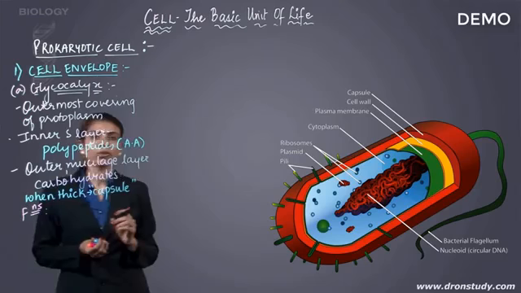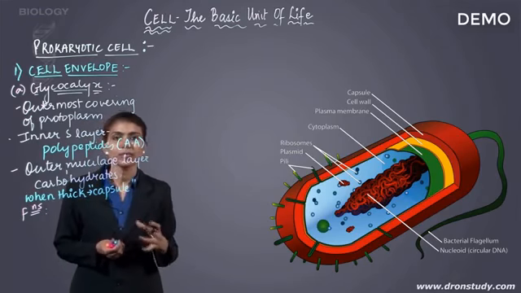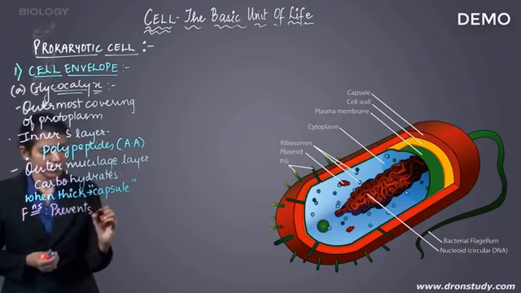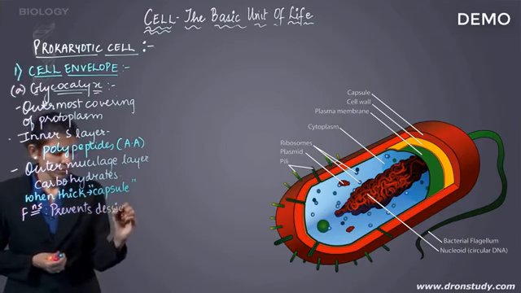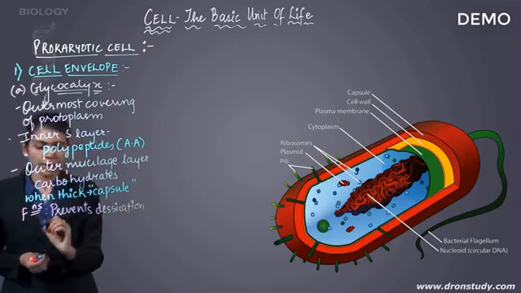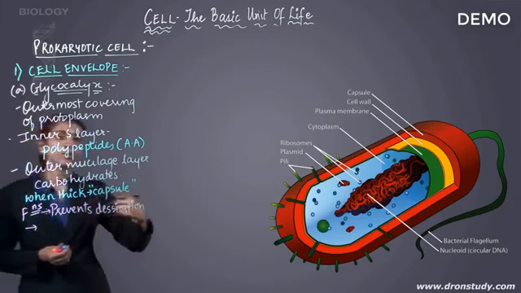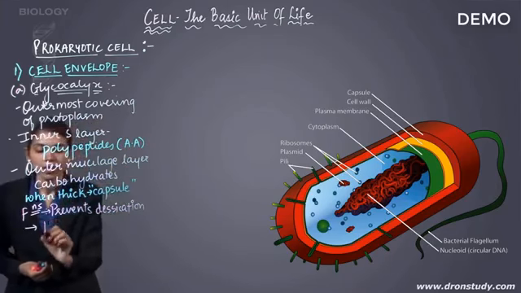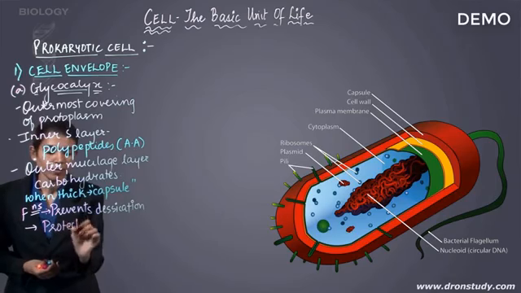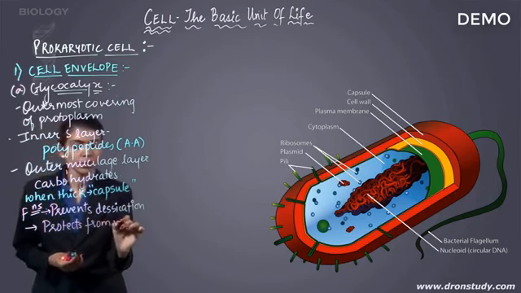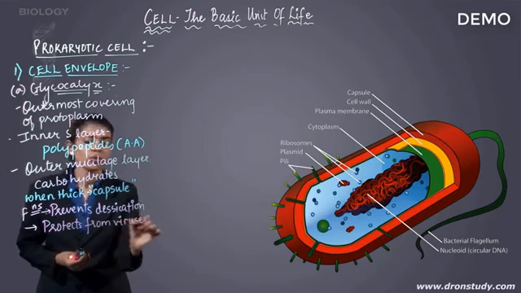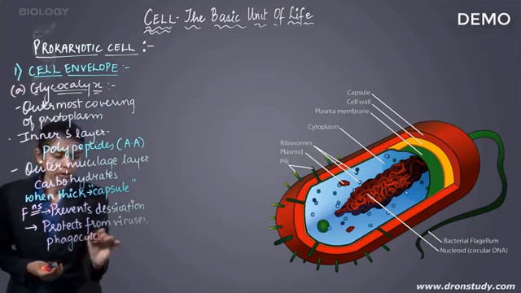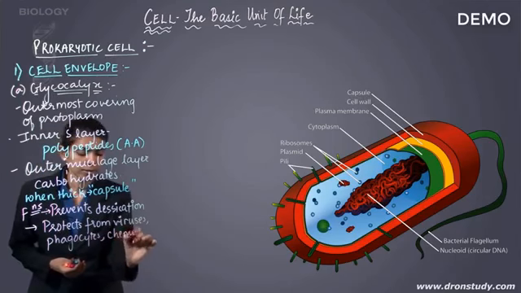The first function of glycocalyx is that it prevents drying of the cell. That means it prevents desiccation. Second function is that, being the outermost covering, it provides protection. So it protects the cell from viruses, also protects it from phagocytes, and protects it from chemicals.